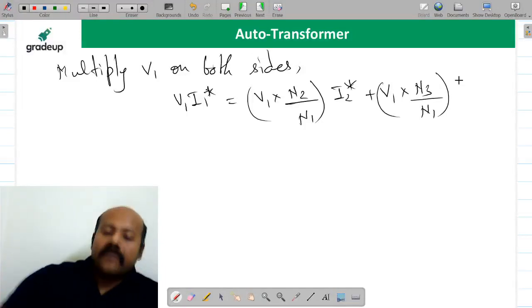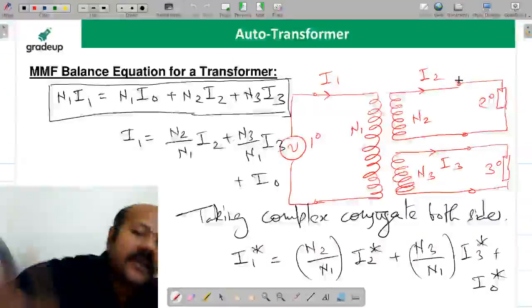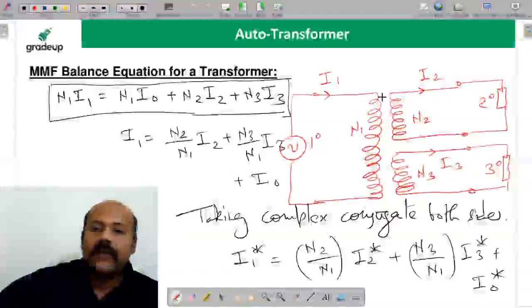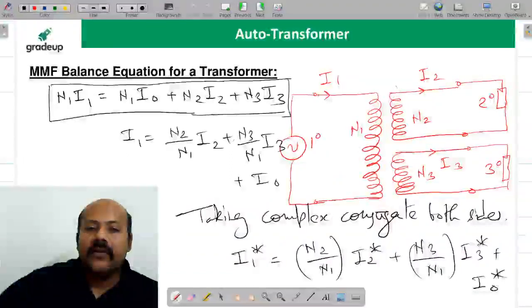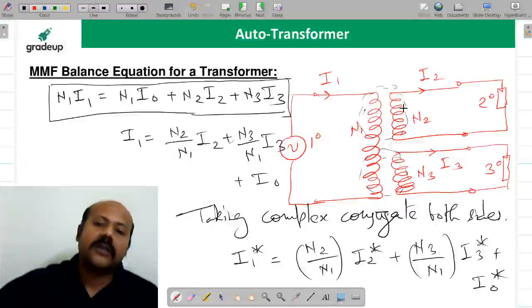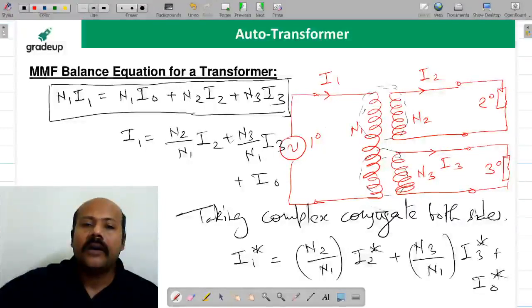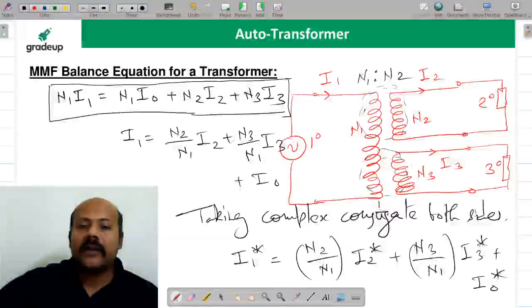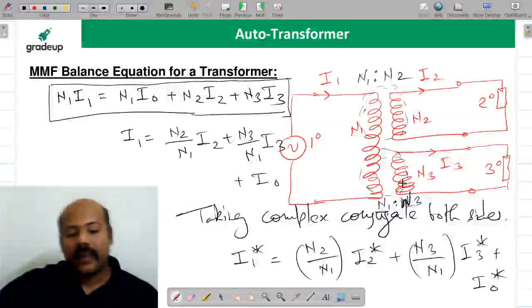Ranjit, beta, when it is a three winding transformer, you have to see the transformation ratio for this separately and the transformation ratio for this separately. For this, the transformation ratio between primary and secondary winding is N1 is to N2, and here it is going to be N1 is to N3. I hope it is clear.